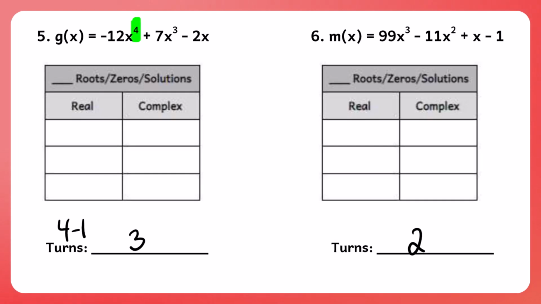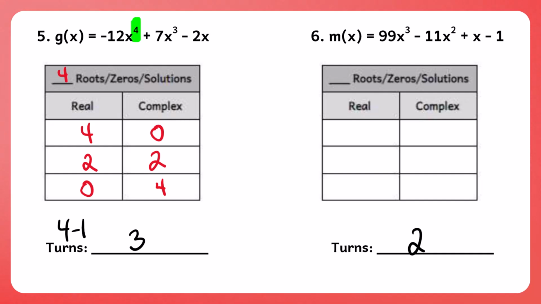With this one, the degree here is 4. So we're going to have 4 roots, zeros, or solutions, which means we could have 4 real and 0 complex. Now remember, the complex count goes up by 2. So if I have 2 complex, that means I'm going to have 2 real, and 2 plus 2 has a sum of 4. And I could also have 4 complex solutions, which means I would have 0 real solutions.